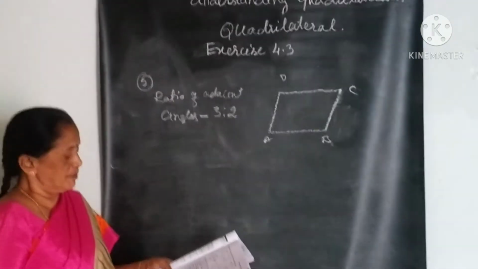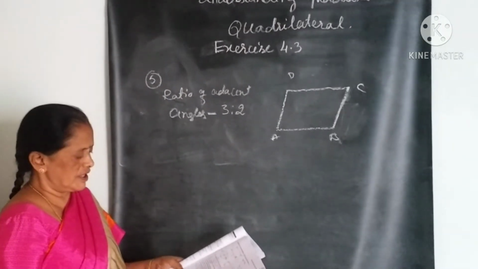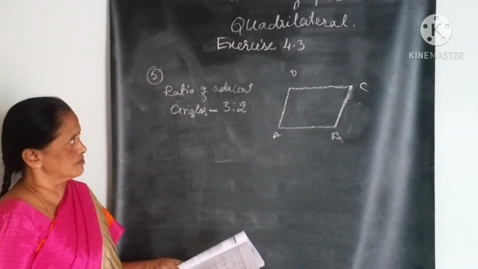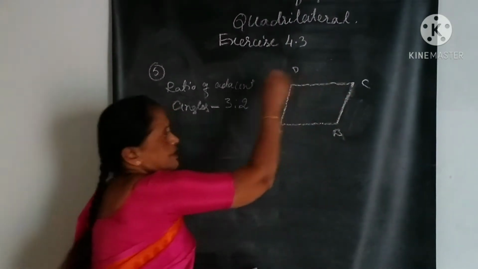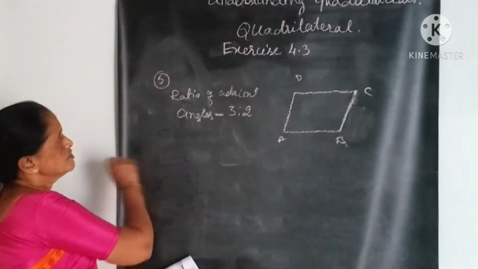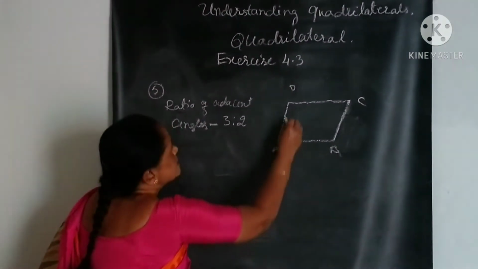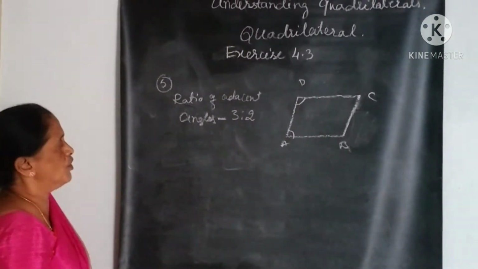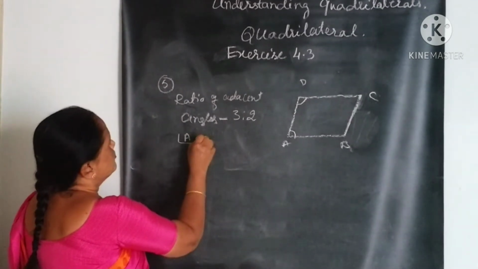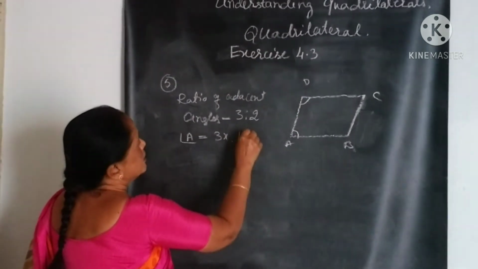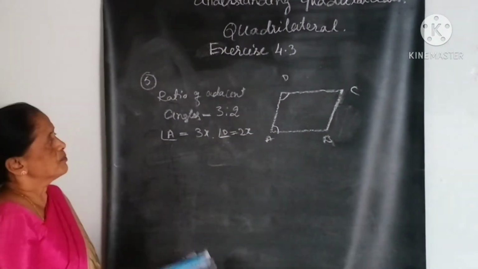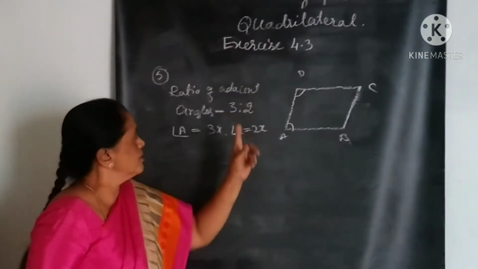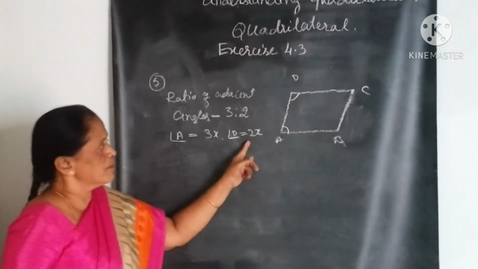Fifth problem. The measures of two adjacent angles of a parallelogram are in the ratio 3:2. Find the measure of each of the angles of the parallelogram. In this, we have to find the values of ABCD. ABCD is a parallelogram. The ratio of the two adjacent angles is given, that is 3:2. Let angle A be 3x and angle D be 2x. Why? Because A and D are in the ratio 3:2. To find the values of A and D, let A be 3x and D be 2x.